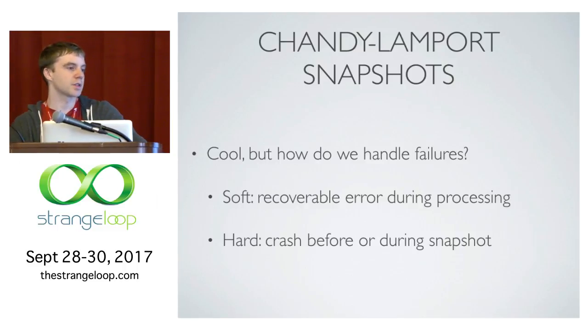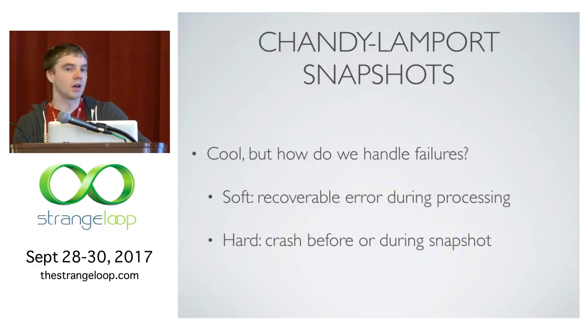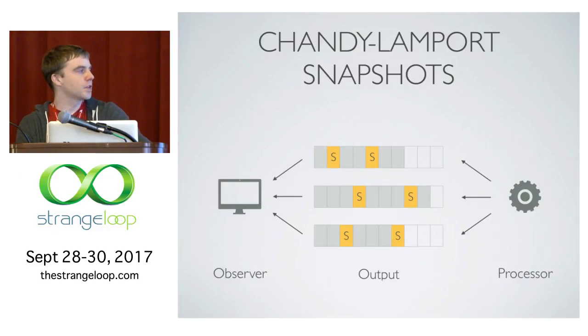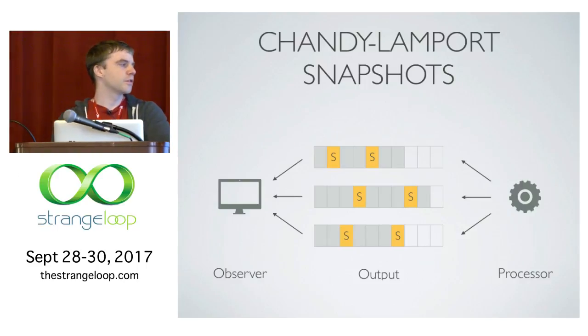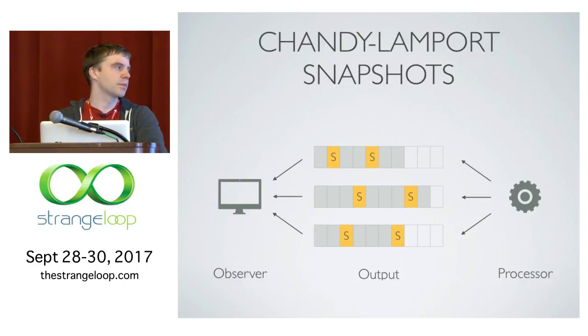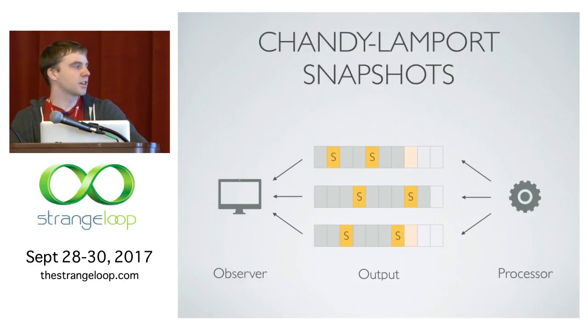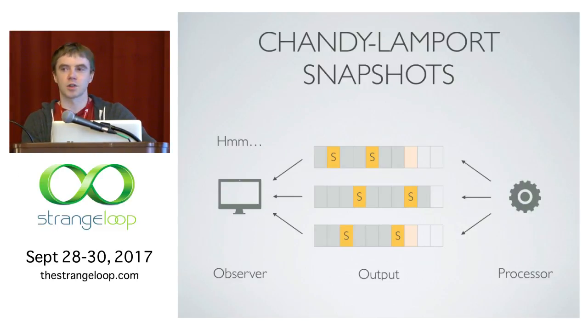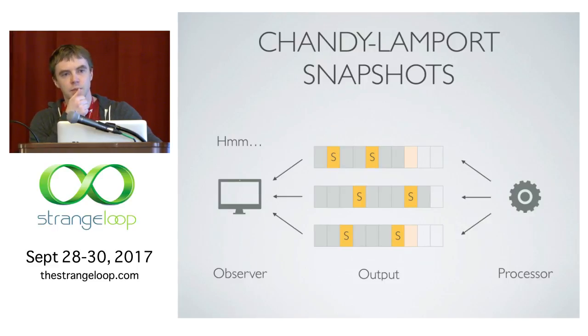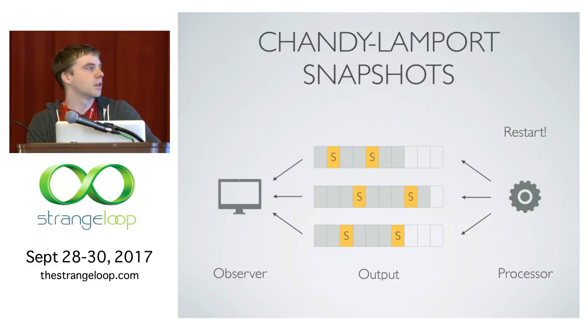OK, so the questions that we have about this are, how do we handle different kinds of failures? So soft failures, some error during processing, or hard failures like an actual crash. Naively, if you can imagine the processor, it picks up from the last snapshot and then maybe resumes work. If it just tries to start writing to the log, well, we never actually cleared out that old state, so the observer doesn't know that the processor crashed. So it would maybe see an inconsistent state.